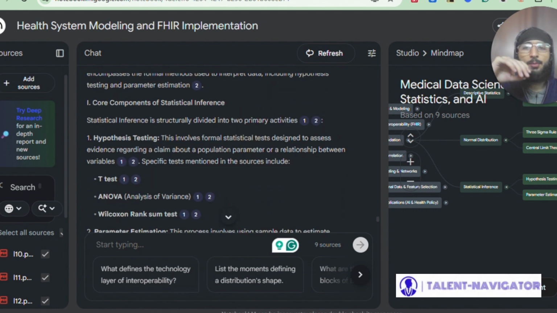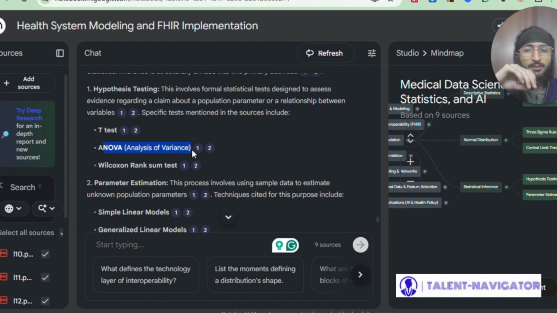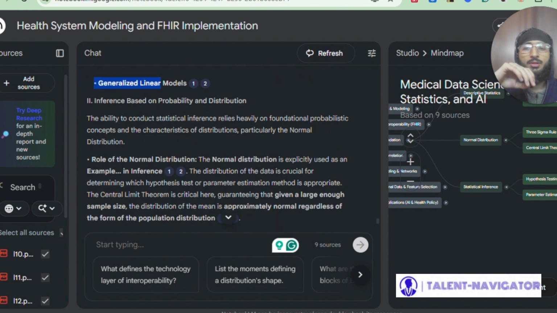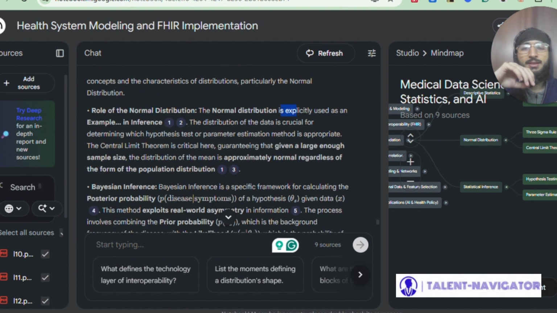All right. So we have hypothesis testing, which involves formal statistical tests designed to assess evidence regarding a claim about a population parameter or relationship between variables, like the t-test, ANOVA, analysis of variance, and Wilcoxon rank sum test. Then we have parameter estimation, which involves using sample data to estimate unknown population parameters, like simple linear models and generalized linear models. Now, what is the role of the normal distribution? It is explicitly used as an example in inference. The distribution of data is crucial for determining which hypothesis test or parameter estimation method is appropriate. The CLT, that is the central limit theorem, guarantees that given a large enough sample size, the distribution of the mean is approximately normal, regardless of the form of the population distribution.